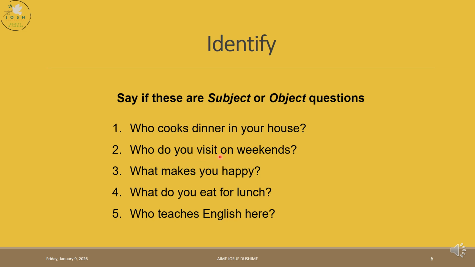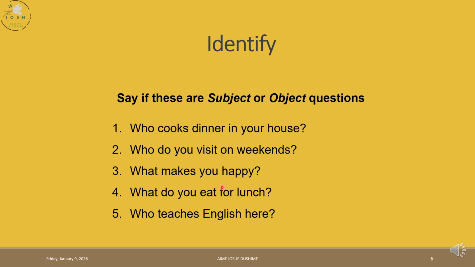Who do you visit on weekends? I want to know the receiver of the action. What makes you happy? I want to know what does the action. What do you eat for lunch? What do you think that is? It is the thing that does the action.